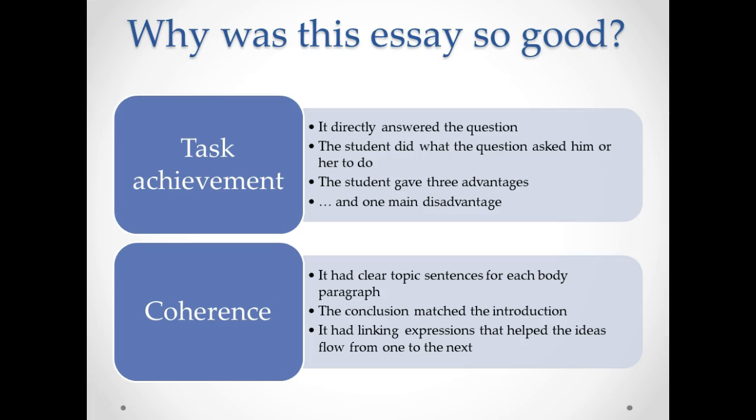Why was this essay so good? It achieved the task. It answered the question, and the student did what the question asked. The student gave 3 advantages and then 1 main disadvantage, which was loss of business. And the coherence in this essay is excellent. Very clear topic sentences, and the conclusion matched the introduction, and then the linking techniques to help the ideas flow from one to the next were excellent.